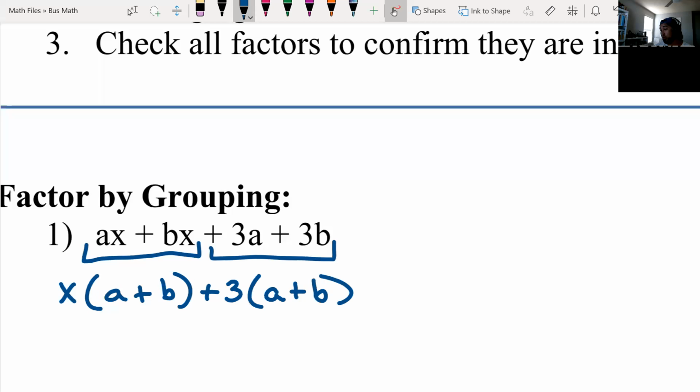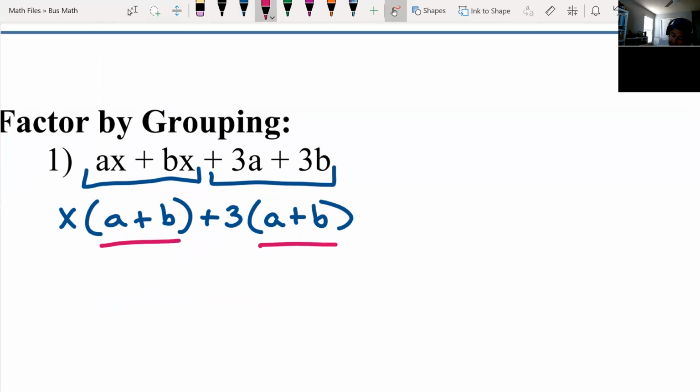So all of this is we're still factoring. Once you factor that by grouping, the next step is we're still factoring and we're looking for a common factor. Well, what looks common on this line? A plus b. There's your common factor, which means we will factor it out. And what is left over?